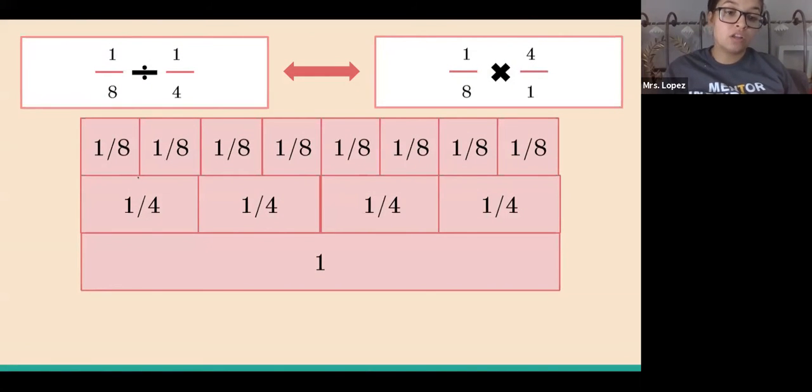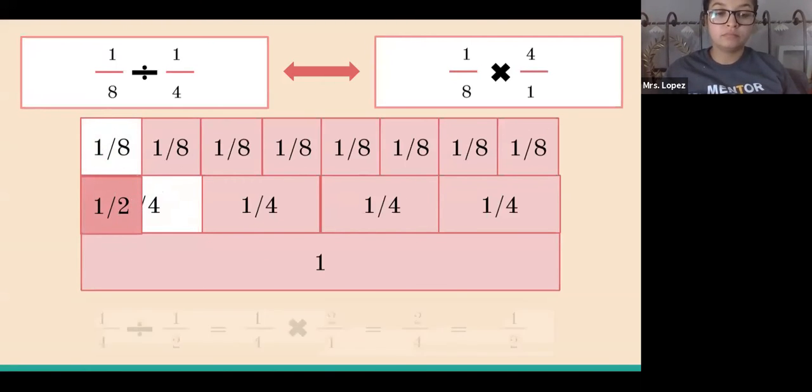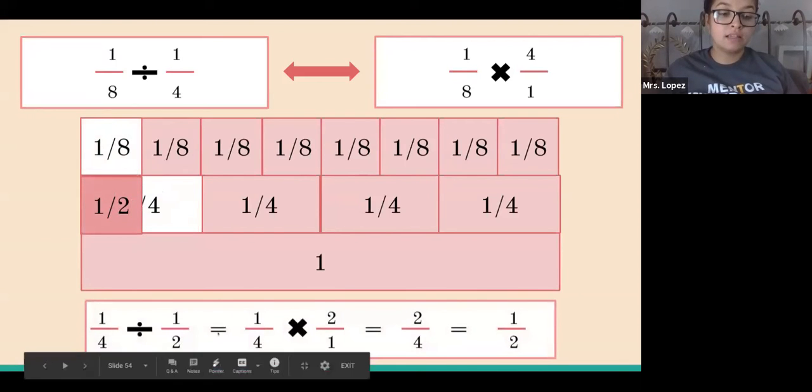So if you're looking at this, 1/8 and 1/4. Half of the fourth is 1/8, because half of this fraction is the same size and same amount as 1/8. And this is the steps visually multiplied out.